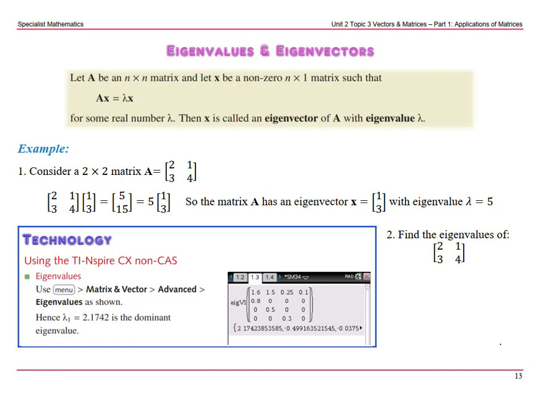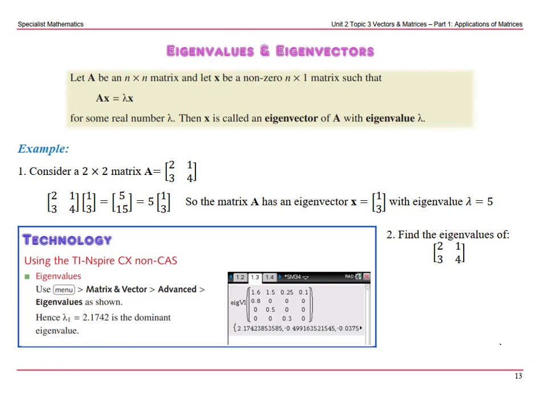So if we let A be an n by n matrix and X be a non-zero n by 1 matrix such that A times X equals lambda X for some real number lambda, then X is called an eigenvector of A with eigenvalue lambda. Now we touched on that with our last lot of examples where our lambda was represented by our growth rate. Okay, so look back at your last example and you'll see that lambda there.